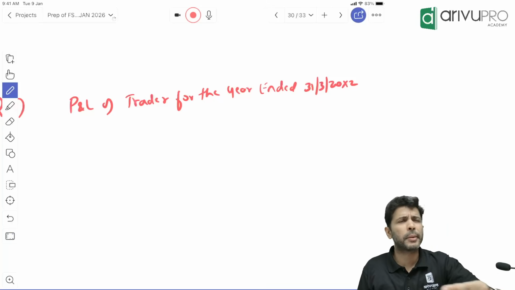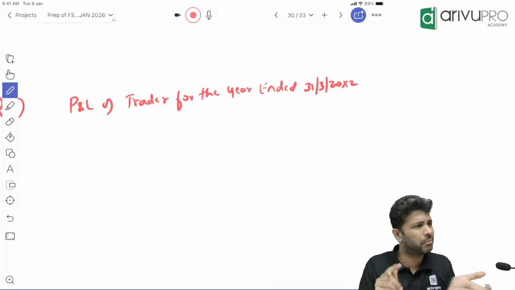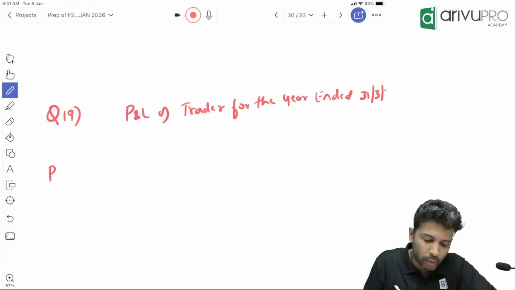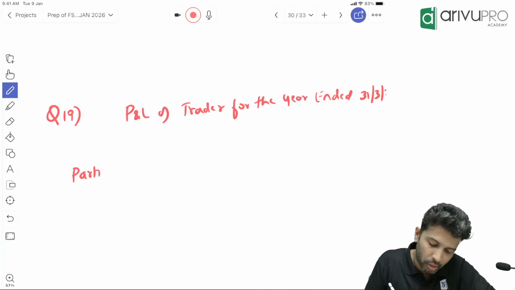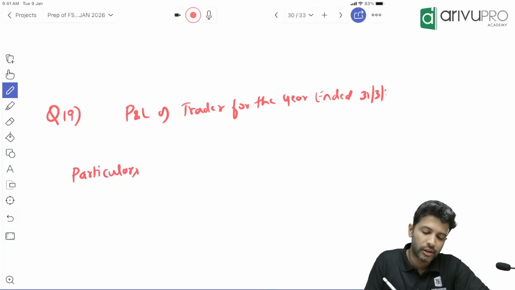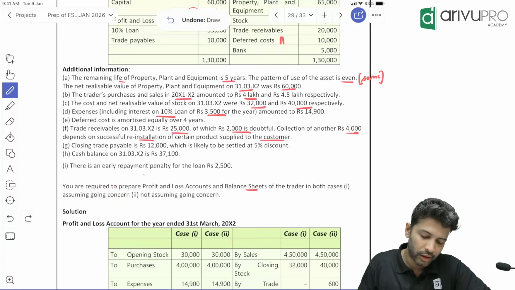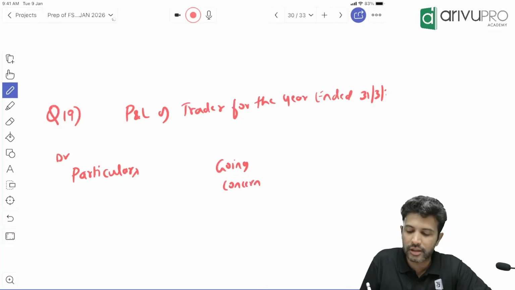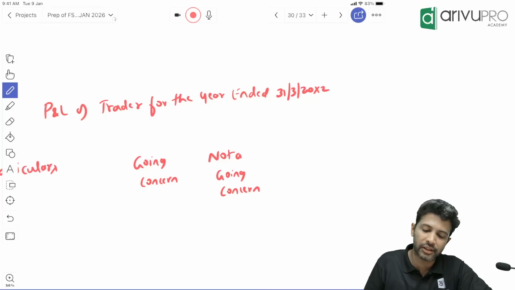If you want, first you can prepare the going concern P&L separately, and the not a going concern separately, or I think we can merge and do it in columnar format. That will be faster. Can we try that? Normally, what is a trader's P&L format? Particulars, amount, particulars, amount. But here I'll do it under two cases. So first case, what did they tell? Assuming going concern. If the entity is a going concern, how will you prepare? And when the entity is not a going concern, what will happen? Replicate the same column on the credit side.